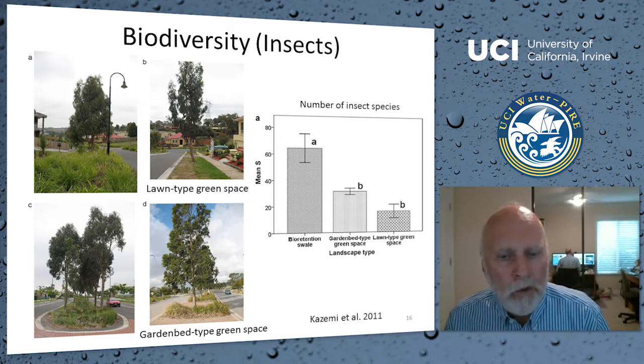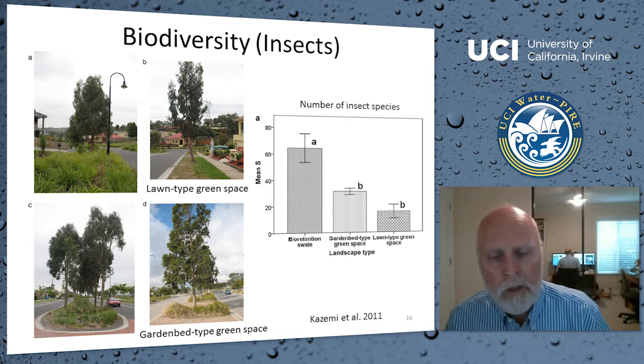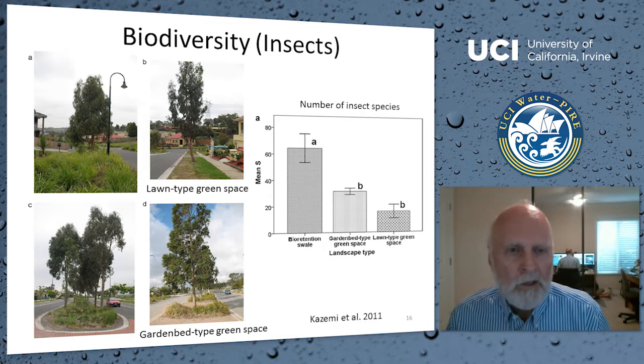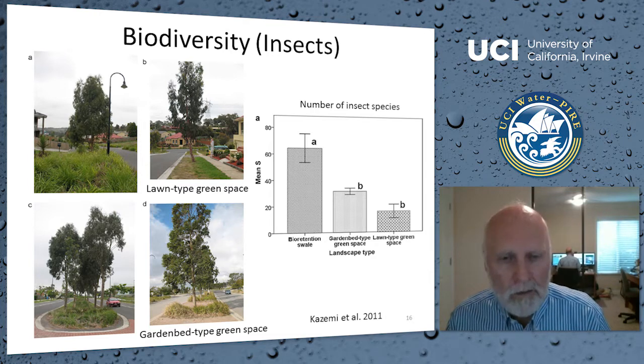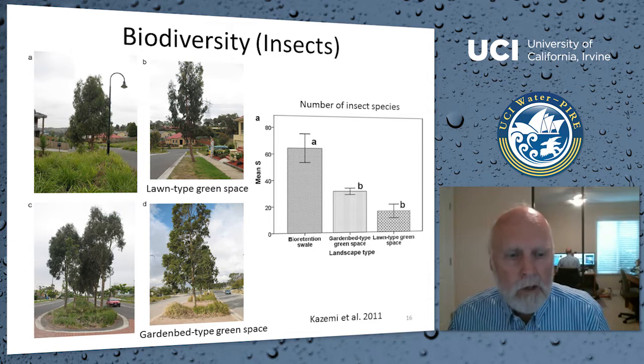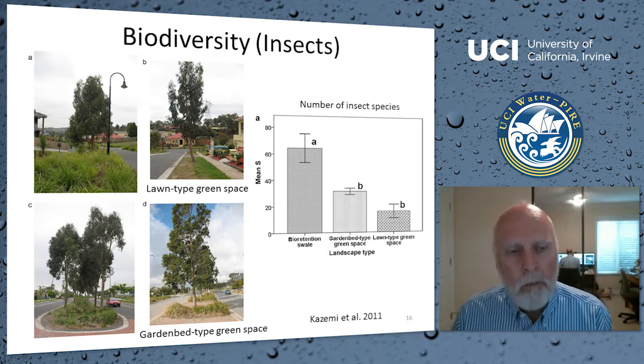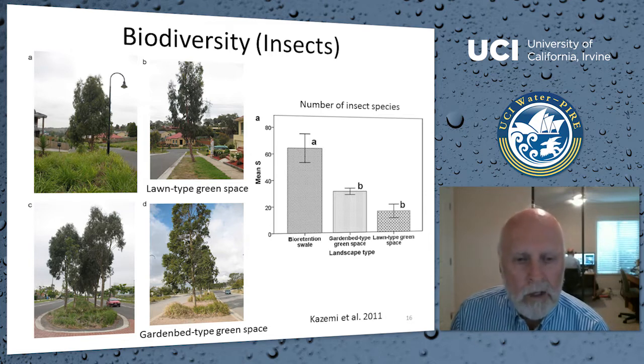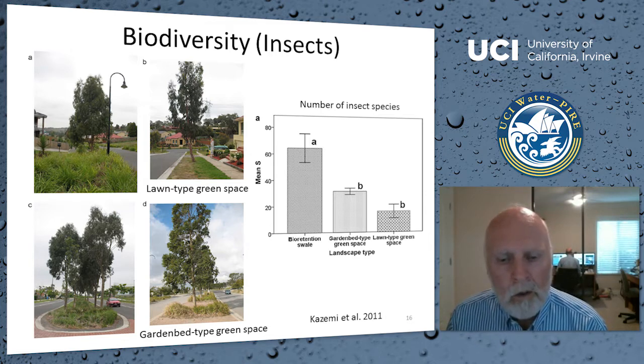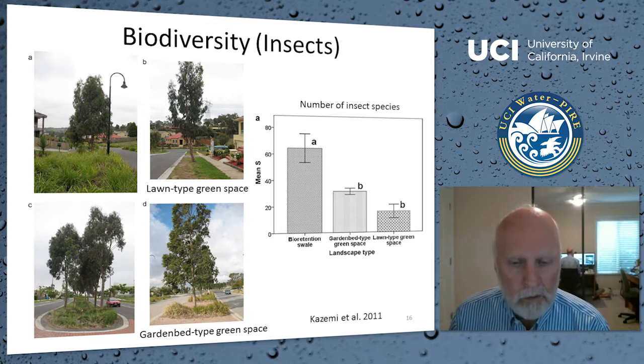And what the graph shows is that the number of insect species, there's different aspects of biodiversity that they looked at in this study, but this graph shows the number of insect species being much higher in the bioretention swales, even than sort of a garden bed type of green space, and way higher than the lawn type of green space. So there's some indication of the benefits to biodiversity that these habitats could provide, although the data are really, really limited here.